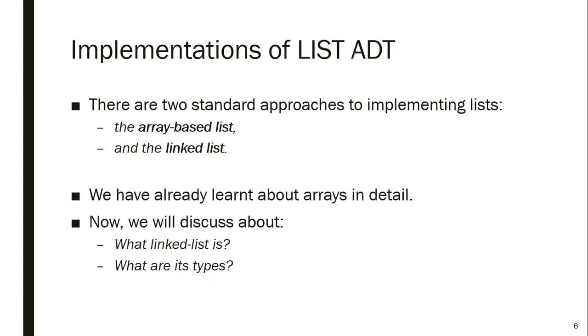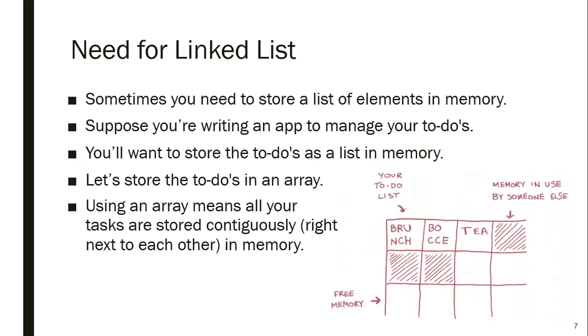There are two standard approaches to implement a list that I've already told you. First is the array based list, which has its own limitations, and the second is linked list. We have learned arrays, so we'll now learn what a linked list is, what its types are, and how to perform the basic operations that we have discussed in the previous slide. So first, what is the need for linked list?